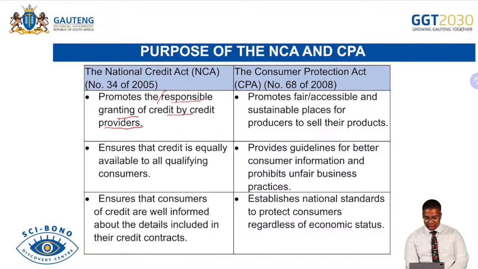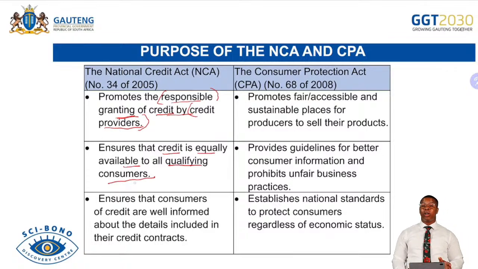Hence it says responsible granting of credit by credit providers, to say businesses, you are the ones who provide credit. Therefore, the credit should be given to consumers who qualify. And why was it developed again? To ensure that credit is equally available to all qualifying consumers. To say there were some consumers who were not given credit, maybe because of their racial background, maybe because of their gender, maybe because of their age.